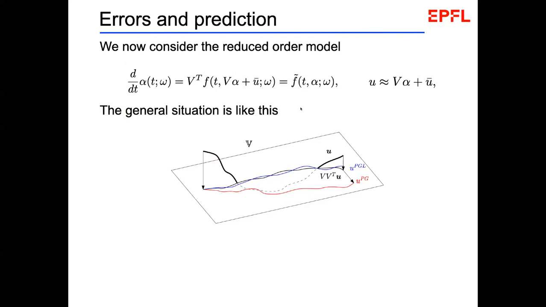Now, if you look at the little graph, there are a few things to keep in mind here. The black line, U, is the exact solution. We have no way of finding that. We don't know it. And in fact, we are trying to look for the solution in a linear space spanned by V. Now, the blue solution is the projection of the exact solution onto that linear space.